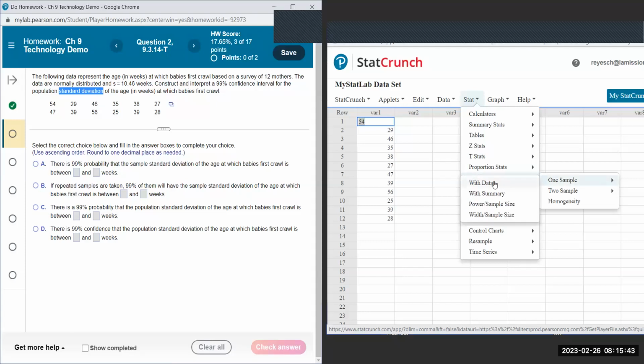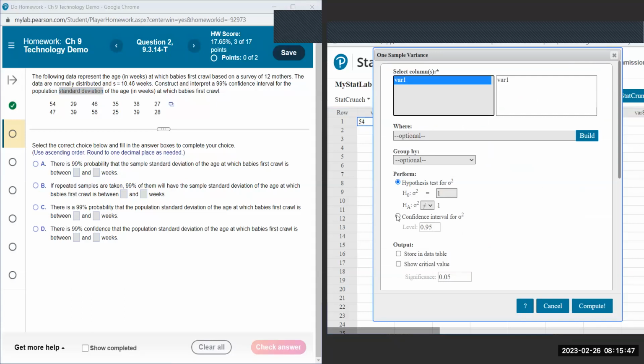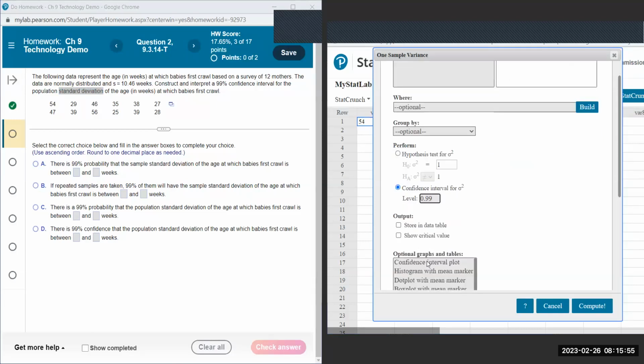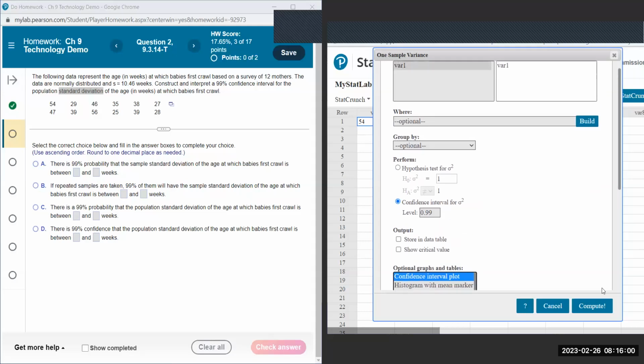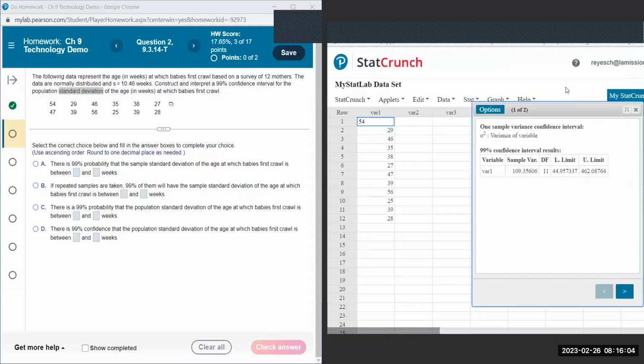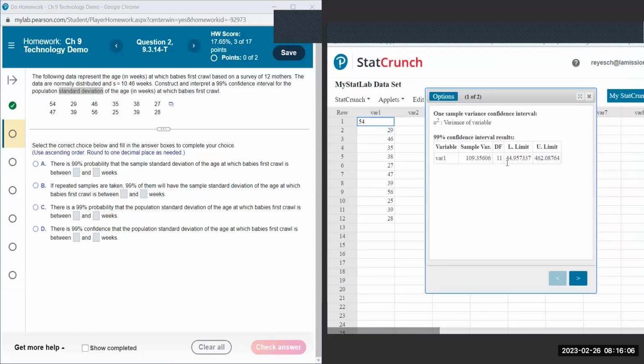Again, we have the data. Choose our variable. Select confidence interval, but now we want to be more confident, so we want to increase this. And the last time I said, let's look at what the confidence interval plot looks like, and I forgot to mention that, so let me do that here. Compute, and let me do that first before I forget. So this one is between 44 and 462.